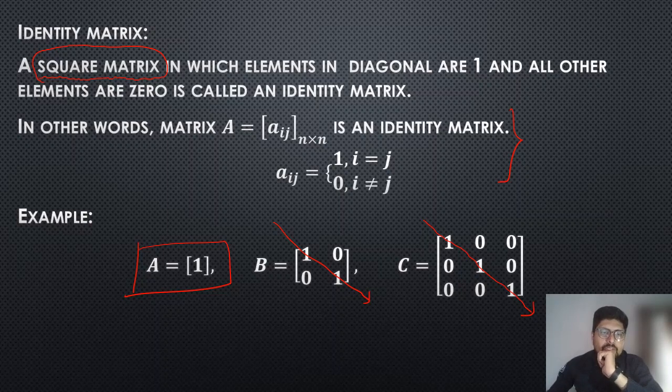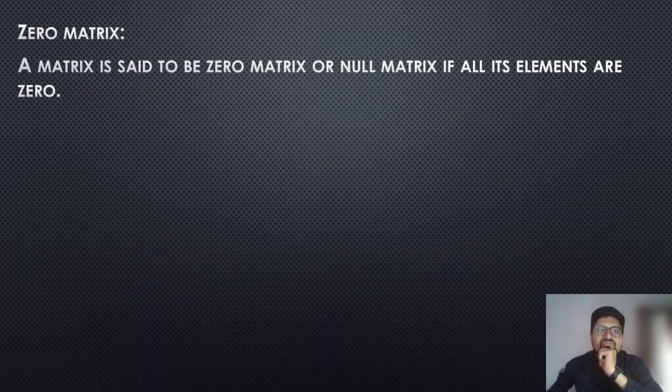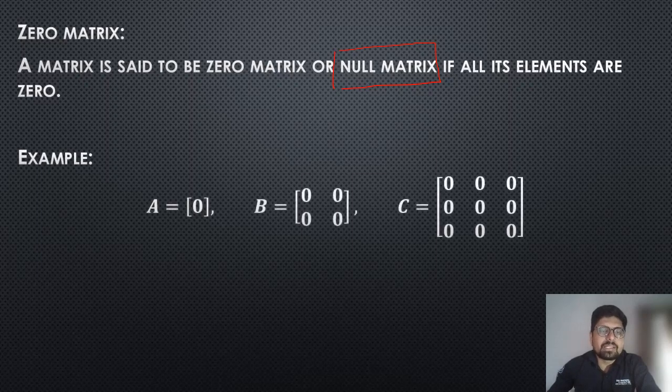Let's move on to the next definition called zero matrix. A matrix is said to be a zero matrix or null matrix if all its elements are zero. Simply, all the entries in the matrix are zero. You can see in the examples, in matrix A, matrix B and matrix C, all the elements are zero. So it is called a zero matrix.